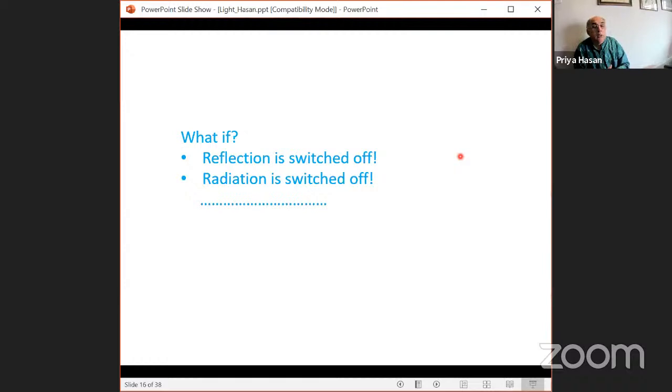And yes, the next question can be, what if radiation is switched off? There is no radiation. So now, what is radiation? Coming to heat, I've said there's a relationship between heat and light. So heat, we have studied in school, gets transmitted in essentially three ways: conduction, convection, and radiation.